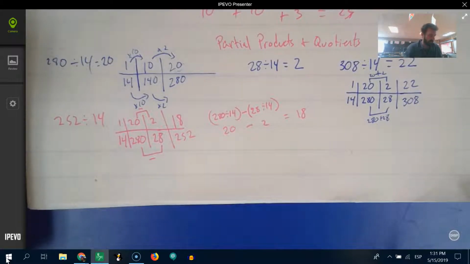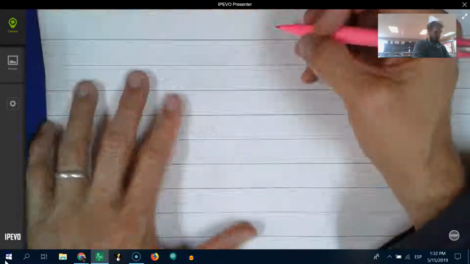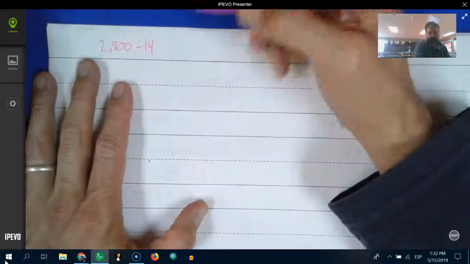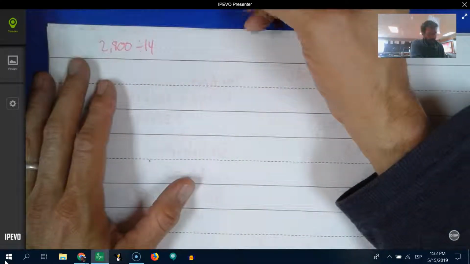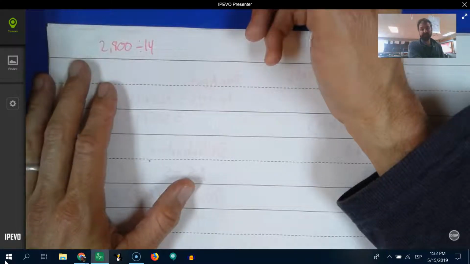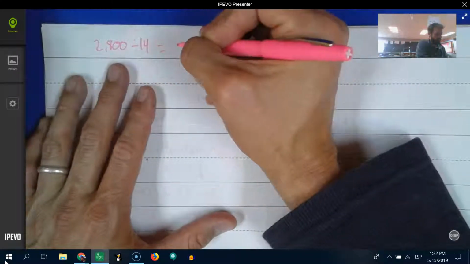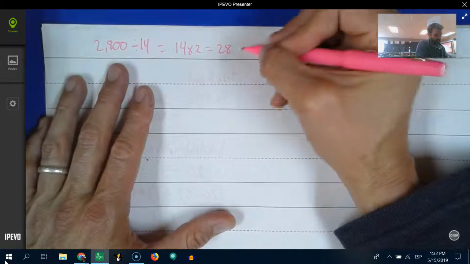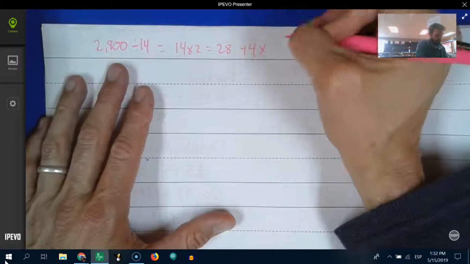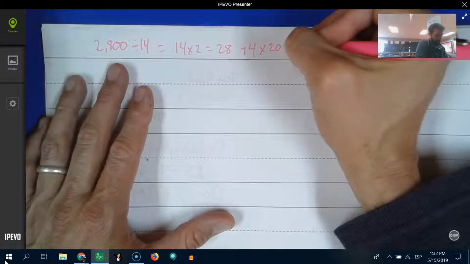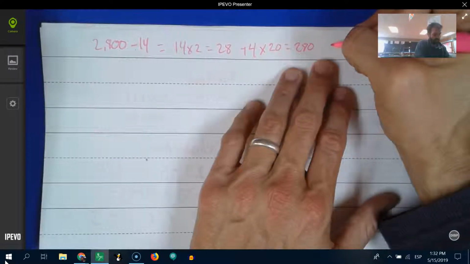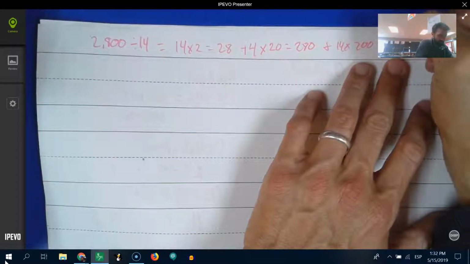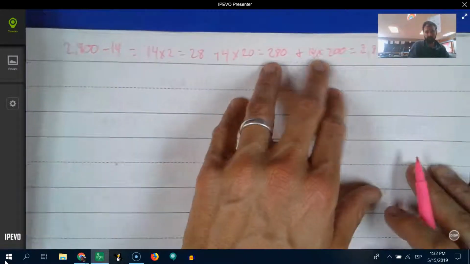All right. What about, I'm going to pause it to get a new sheet of paper. All right. So this time we're going to do 2,800 divided by 14. Again, pause it, try it out, see if you can get it. You may have just thought this one through. You may have gone, well, since 14 times 2 equals 28, I know that 14 times 20 equals 280, and 14 times 200 equals 2,800. So my answer would be 200.